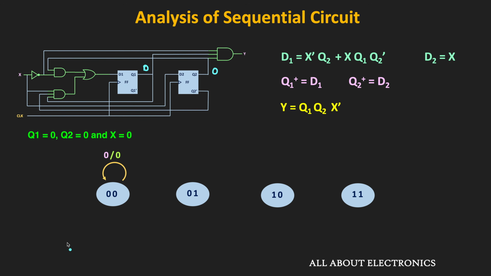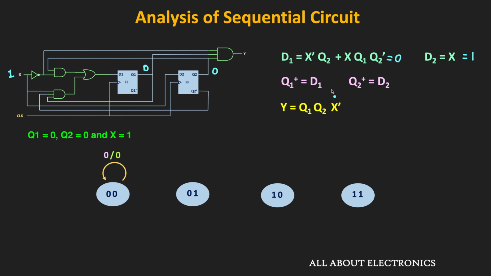So in the same state, now let us see what happens when the input X is equal to 1. So when the input X is equal to 1, then once again, this D1 will remain 0. Because here, both Q1 and Q2 are 0. But now, this D2 will become 1.